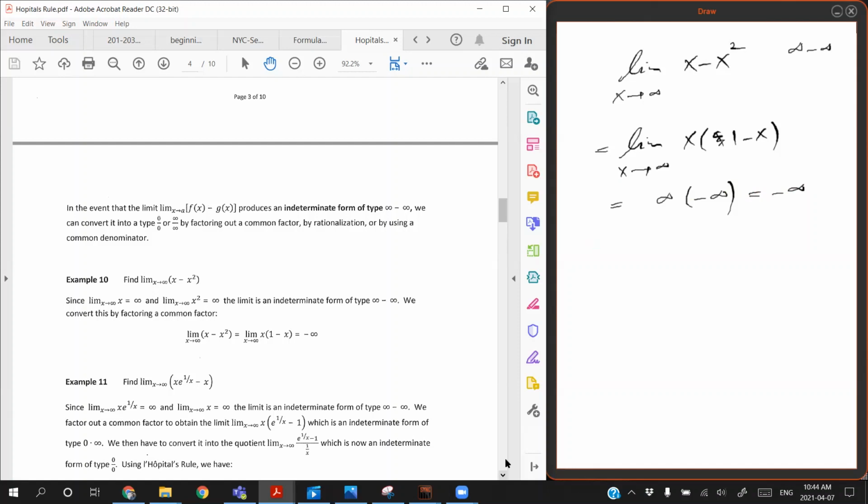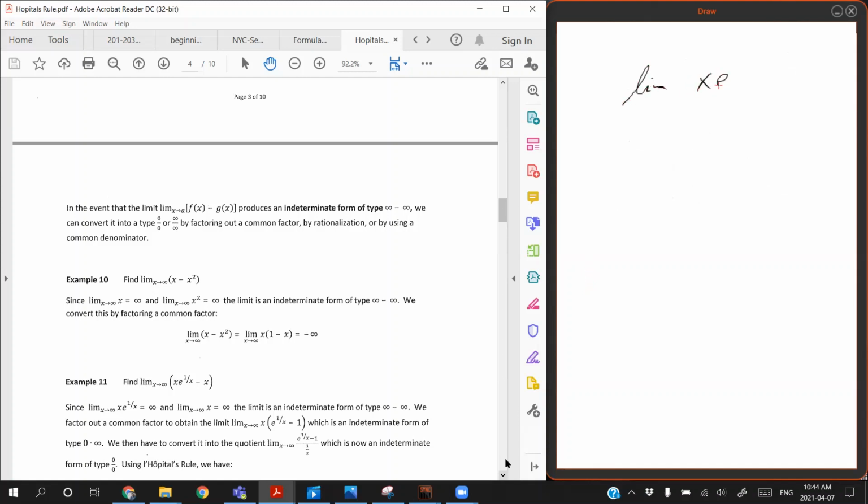So this example is not using L'Hopital's rule. It's just an example to show you how infinity minus infinity should be dealt with. In most cases, you have to begin by factoring out so that rather than a subtraction, you have a multiplication. Next example. You have limit of x times e to the power of 1 over x minus x as x approaches infinity. So this is e to the power of 0, that's 1. 1 times infinity minus infinity. So it's infinity minus infinity.